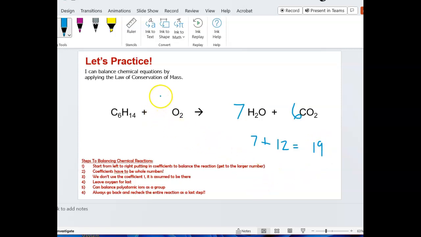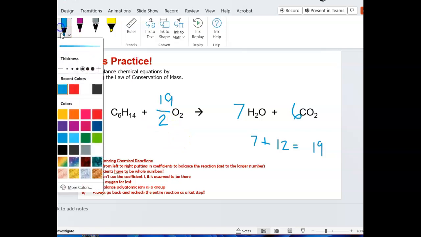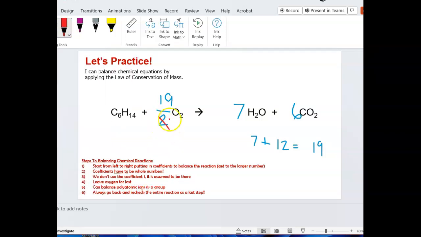So I'm going to use a fraction to help me out since that's an odd number. I need 19, and I'm going to put it over the subscript, in this case 2. But then I have to go back and get rid of the fraction. So multiply everything by 2 again. And you're done.